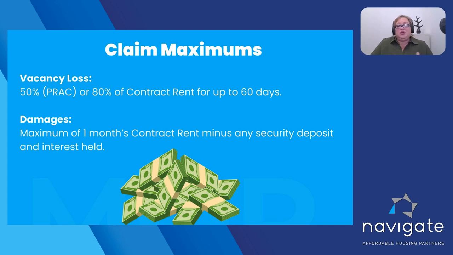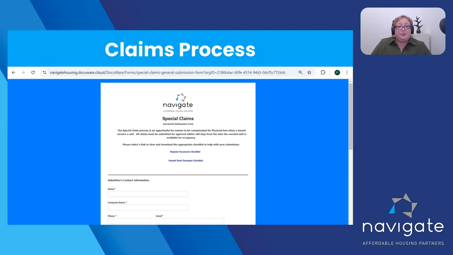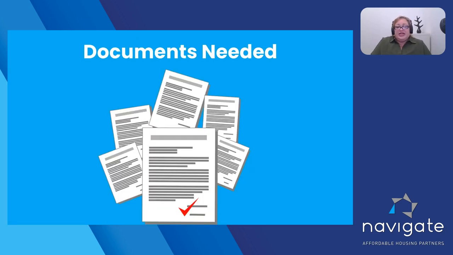The special claims process can be done online at the Navigate portal. So you're going to log into that portal, into the client portal, and you can fill out the special claims cover sheet and submit your documents in this portal. When you are looking at a special claim, you need to make sure that you have all the documents in place as part of that special claim. There is a checklist for special claims that you can find on the Navigate site that will tell you everything that you need to have with you or with the claim. If you don't have everything, that can result in some delays.